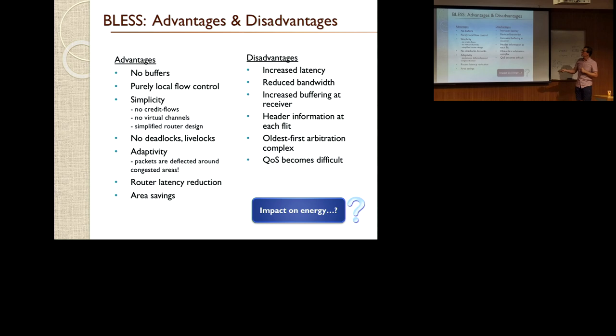So these are the advantages and disadvantages of bufferless routing on chip. Basically, you have no buffers. That's good. Purely local flow control. No credit flows, no virtual channels, simplified router design. No deadlocks, no livelocks if you do it right. Adaptivity, this is also important. This is non-minimal adaptive routing, right? Bufferless routing by nature is non-minimal adaptive. And you can deflect around congested areas. And if your congestion grows, you keep deflecting around that area. And then hopefully you will go around that area magically by deflections and reach your destination.